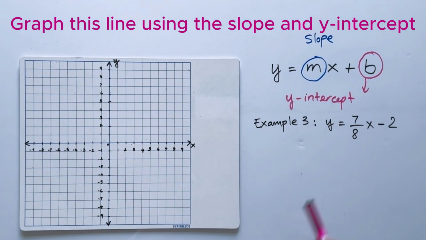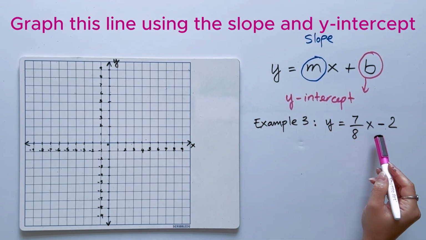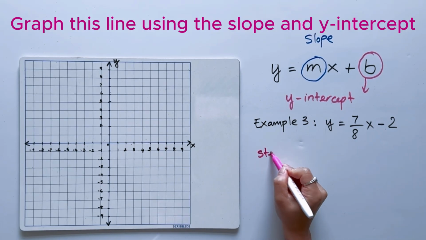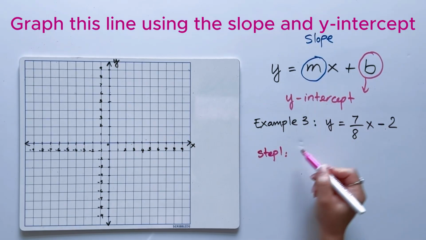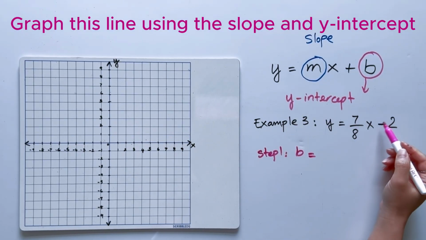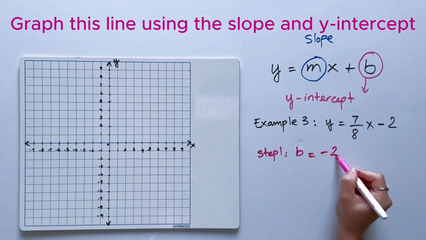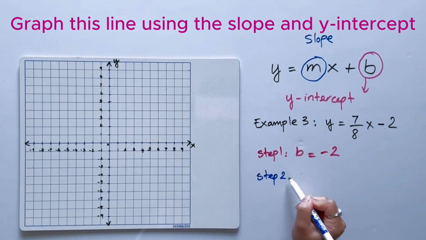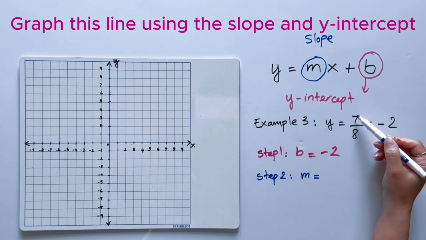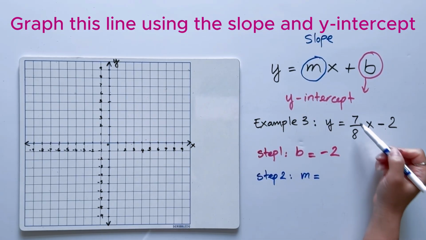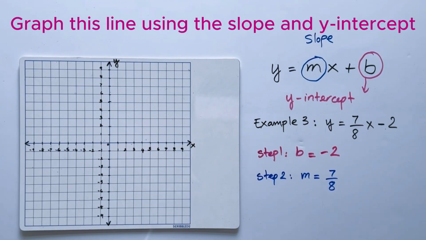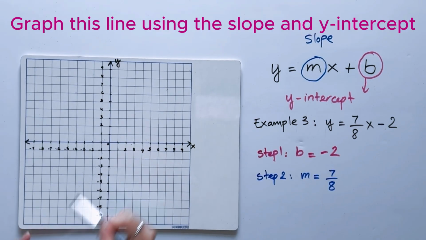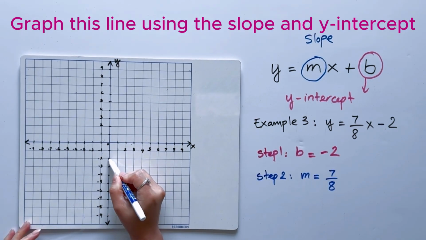Our example 3 is y equals 7 over 8x minus 2. Step 1. The y-intercept, b, equals negative 2. Step 2. m equals 7 over 8, the number in front of x. For b equals negative 2, we look at the y-axis and the point is 0, negative 2.